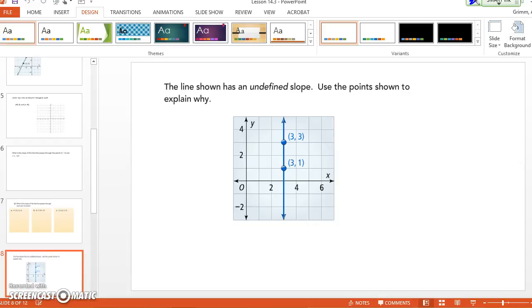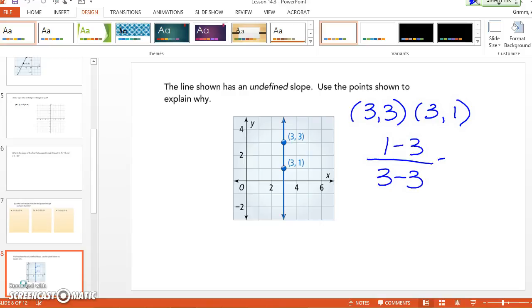Okay, all right. So the very next slide says, the line shown has an undefined slope. Use the points to explain why. Okay, so basically what we're going to do is we're going to do the same thing again. So what I want you to do is I want you to calculate the slope doing what we just did, and then let's see if we can figure out why it's undefined. All right, so hopefully you're getting 1 minus 3 on the top, and in the denominator you're getting 3 minus 3. So this would be negative 2 over 0.